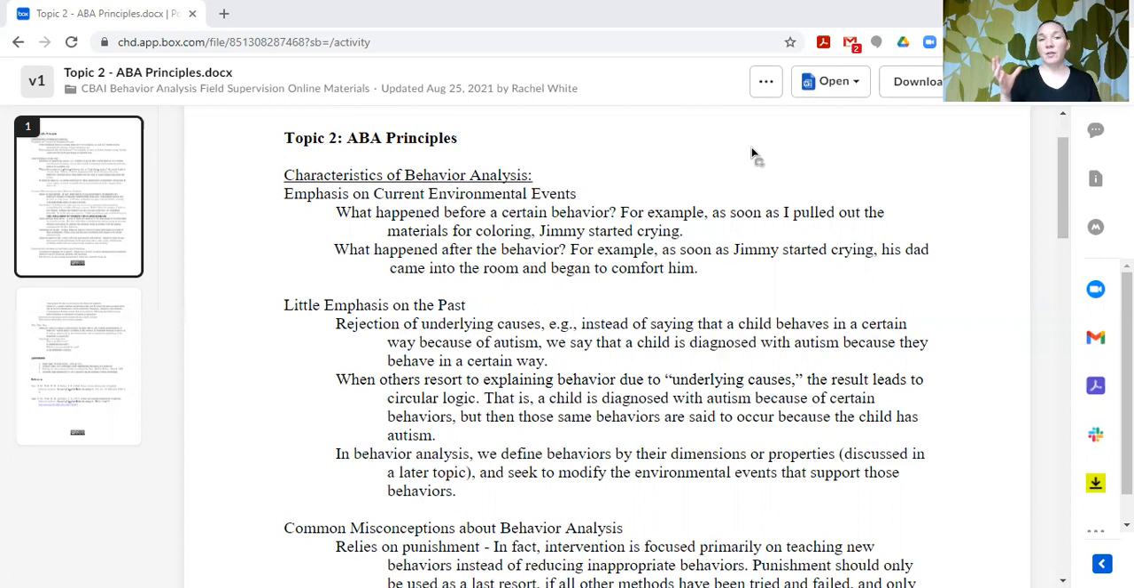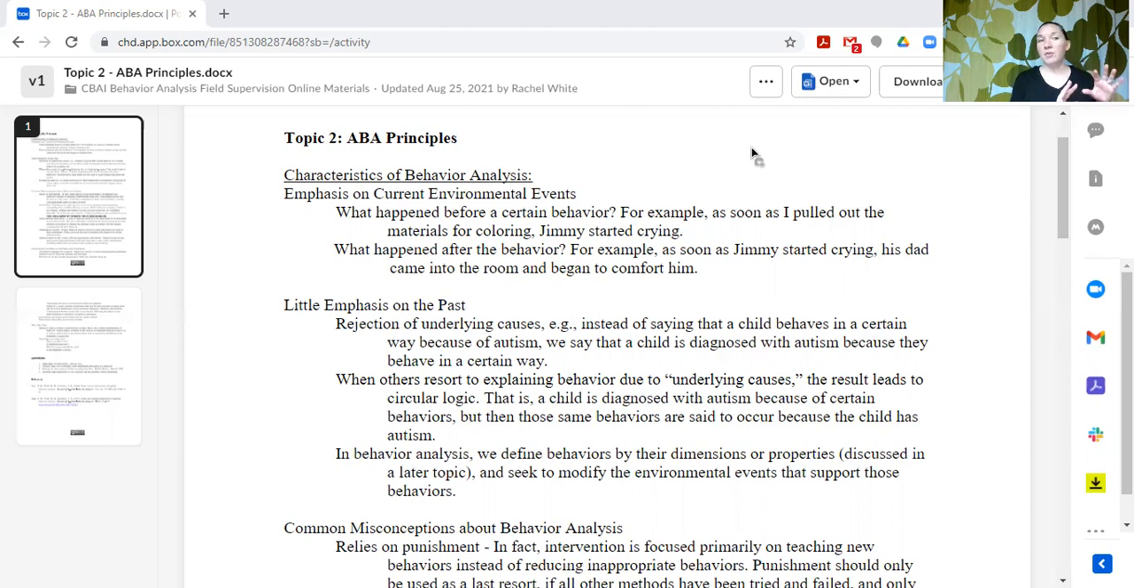We want to focus on the current environmental events. So what happened before the behavior, clearly describing the behavior, and what happened after the behavior. What happened before a certain behavior, for example, as soon as I pulled out the materials for coloring, Jimmy started crying. What happened after? As soon as Jimmy started crying, his dad came into the room and began to comfort him. This is not a judgment. This is just a statement of the facts. These materials came out, Jimmy cried, dad came in to comfort him.